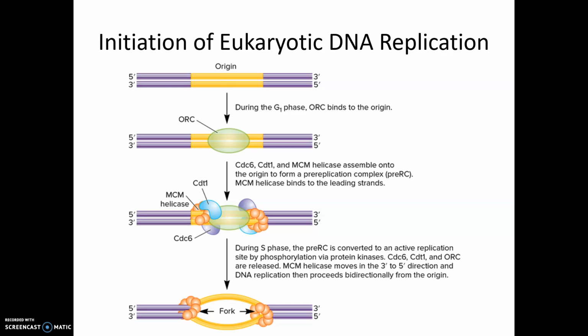Now, in order to go from pre-replication to active replication, we're going to start to phosphorylate. So that means adding a P to some proteins in this area. When we phosphorylate, it's going to cause this CDT1 to come off, this CDC6 to come off, and this ORC to come off, leaving just the MCM helicase. And we know the job of helicase is to start to open up our DNA. Okay, so at the origin, you have to form a complex. These proteins come in, they form the complex. Phosphorylation occurs, these proteins leave. MCM is there to start to open up.